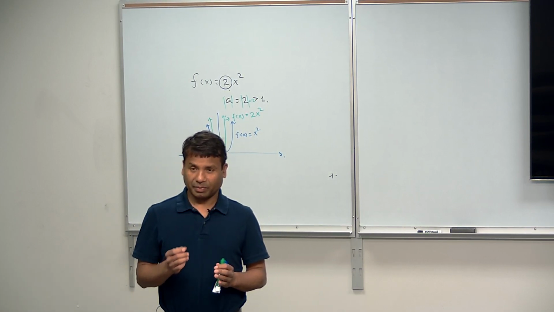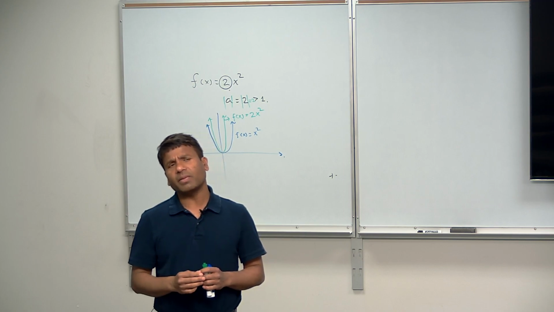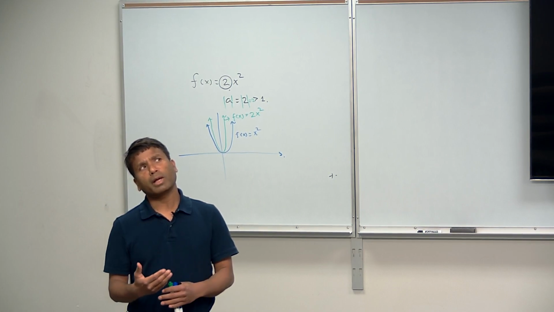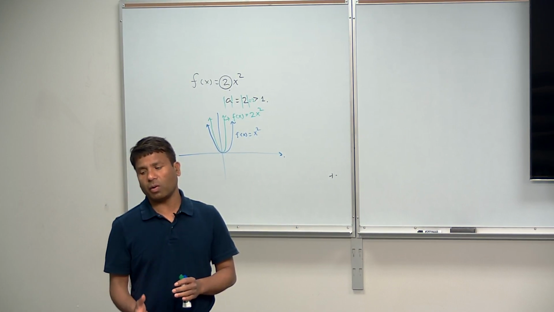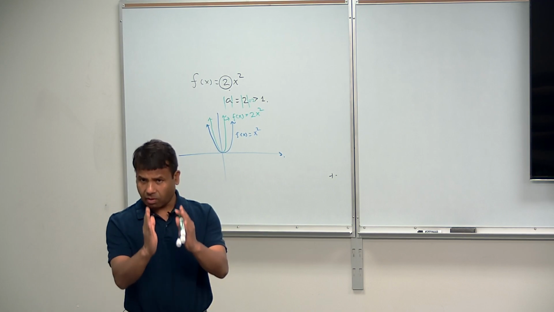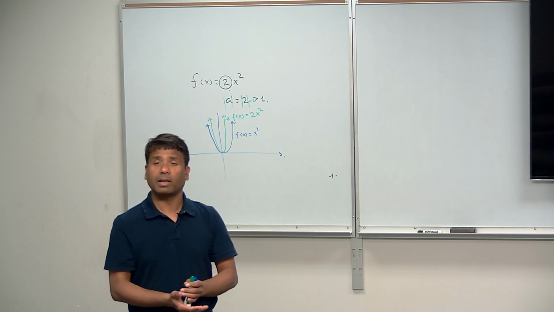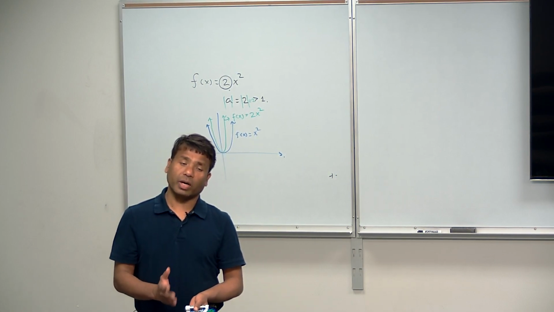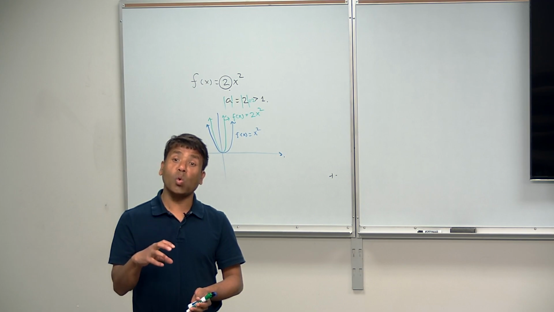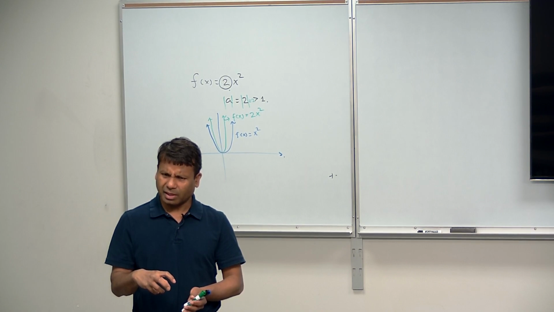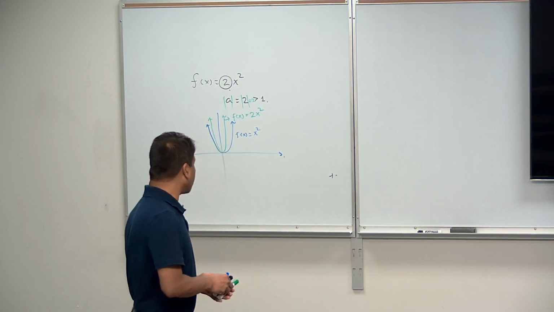Make sense? Or you can think in this way: if the absolute value of the leading coefficient of a simple polynomial function is greater than 1, the graph will be vertically stretched, and vertically stretched means it will be narrower than the original graph. That makes sense? I can give you another example also.